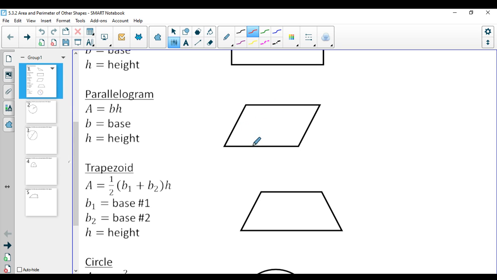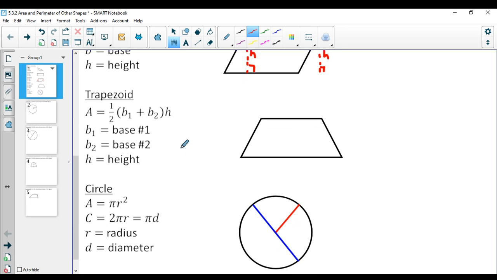Parallelogram, just like a slanted rectangle, it's still base times height again. The height of a parallelogram is just like a triangle, right? This would be the height, the vertical distance that makes a right angle with the base, right? Not one of these sides, but that would be the height.